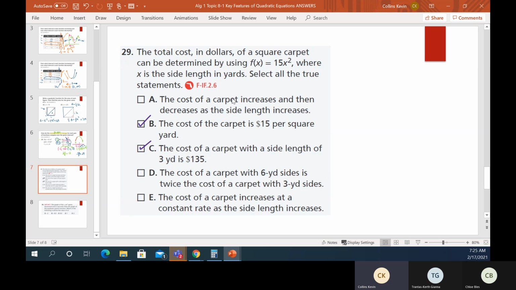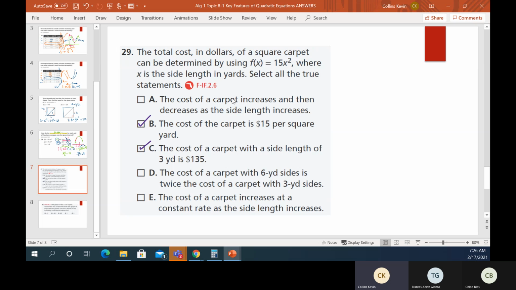So the last one says the cost of the carpet increases at a constant rate as the length increases. Okay, that guy's not right either, because what it increases by is, if you have a 1 by 1, that's 1, right? 2 by 2 is 4, and 3 by 3 is 9 square yards. So that's not a constant rate. A constant rate is linear. So if it was 15x, yes, that would be true. But since it's 15x squared, it is not. So that's what's going on with that guy. So it's just B and C for this particular one.